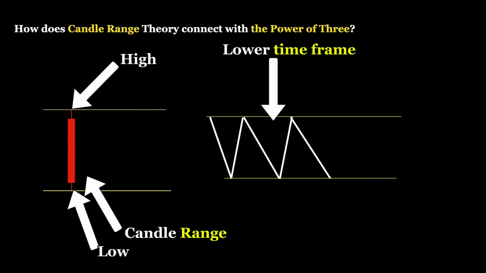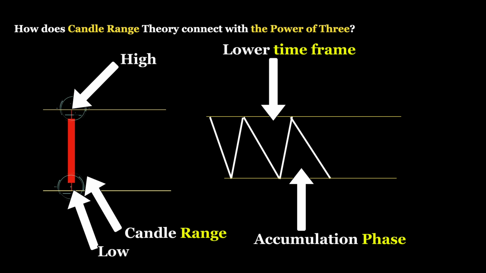The first candle in CRT defines the high and low. This is the accumulation phase on the lower time frame. Price is consolidating, smart money is building positions, and liquidity is stacking at both ends of the range.